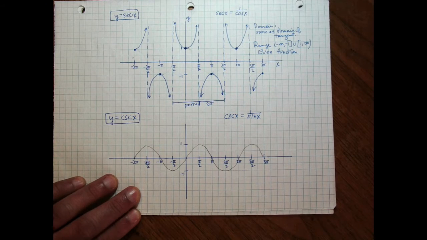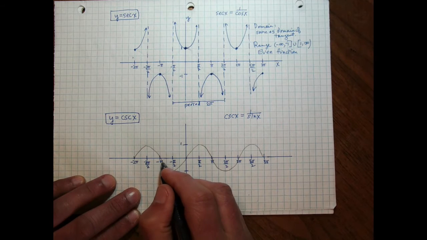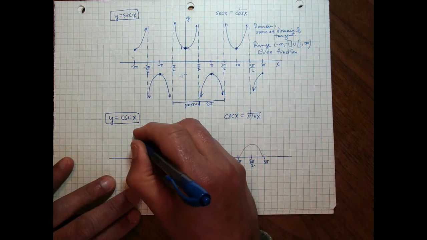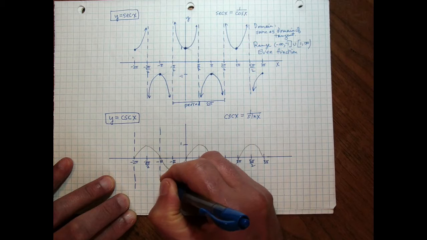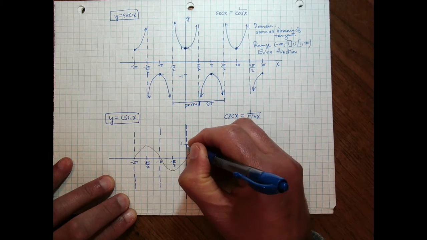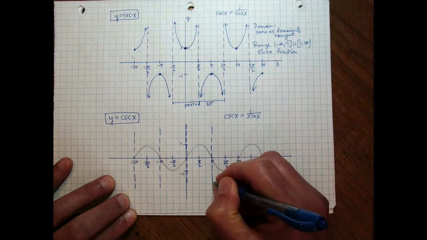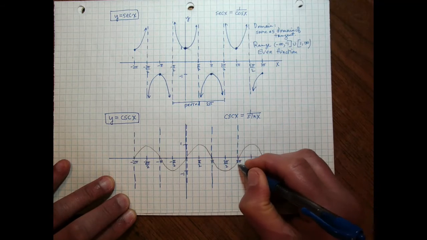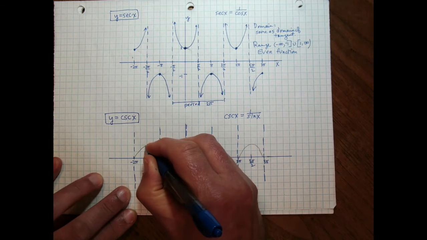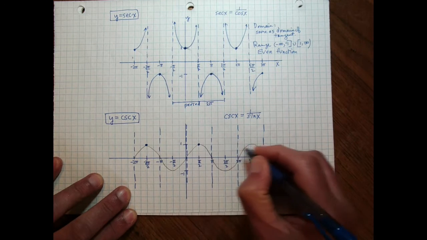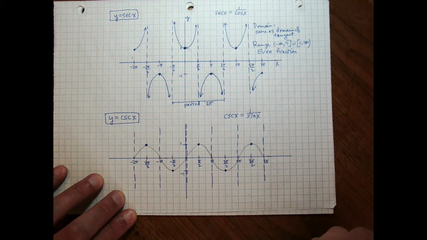And then I'm going to do the same type of thing I did with secant. Wherever sine is 0, 1 over sine will have a vertical asymptote. And there's a vertical asymptote on the y-axis also, right? And here at pi. Wherever sine is 1, cosecant will be 1. Wherever sine is negative 1, cosecant will be negative 1.